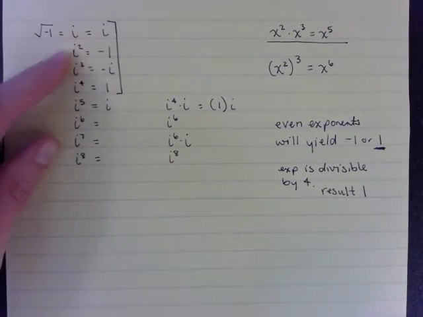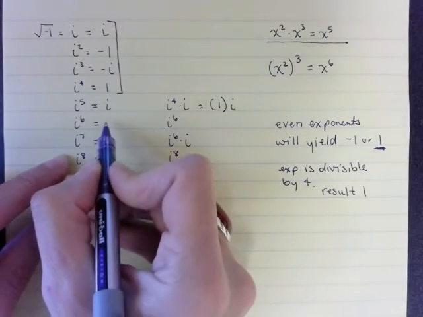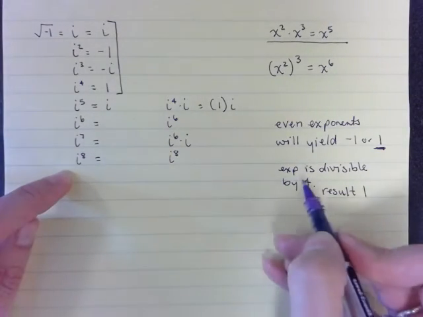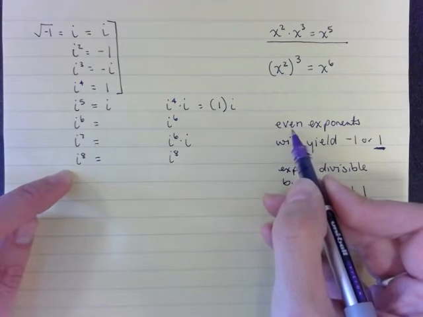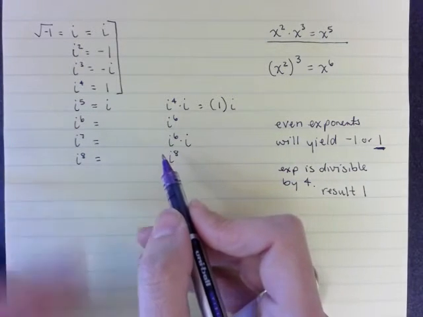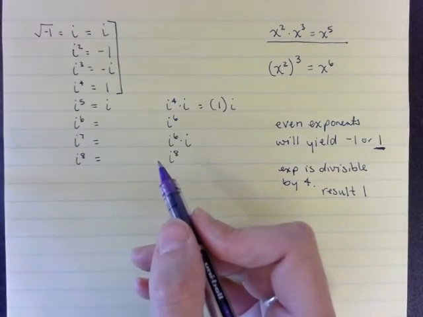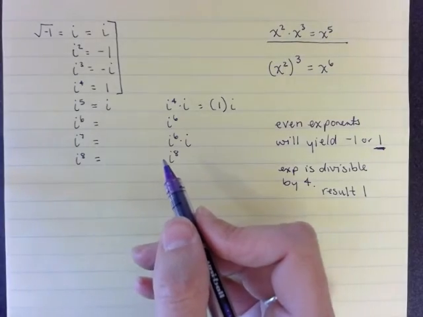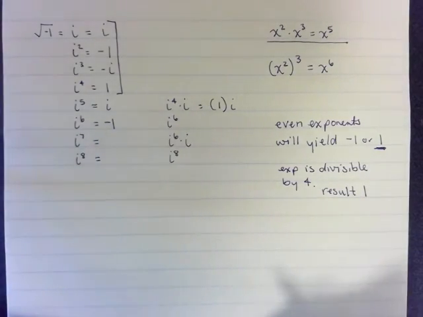And again, it's really just because we found this pattern going on, okay? So if I was to go back here and rewrite it, now all exponents that are not divisible by 4 but are even will yield a negative 1. So this is kind of like a pattern that we can memorize, or we can try to work out how we can figure this out. So i to the sixth is negative 1.